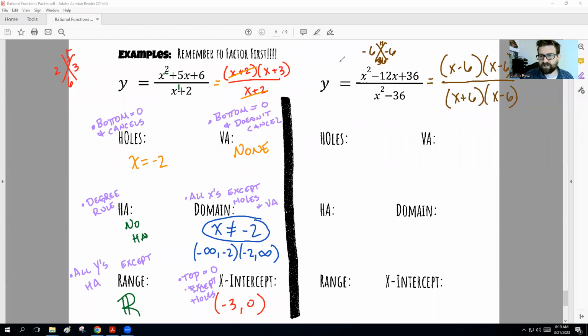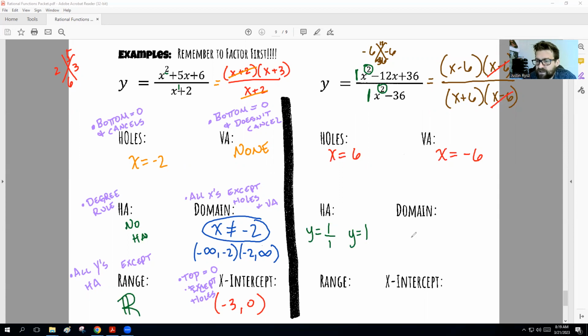All right, and so if we look, this x minus 6 would cancel out one of these x minus 6s. So where are the holes? Our hole would be when x equals positive 6. That is the one here that cancels out. Our vertical asymptote is x equals negative 6. Now, our horizontal asymptote, our degrees are the same, so it's going to be y equals, we look at the leading coefficients, 1 divided by 1, so our horizontal asymptote is y equals 1.